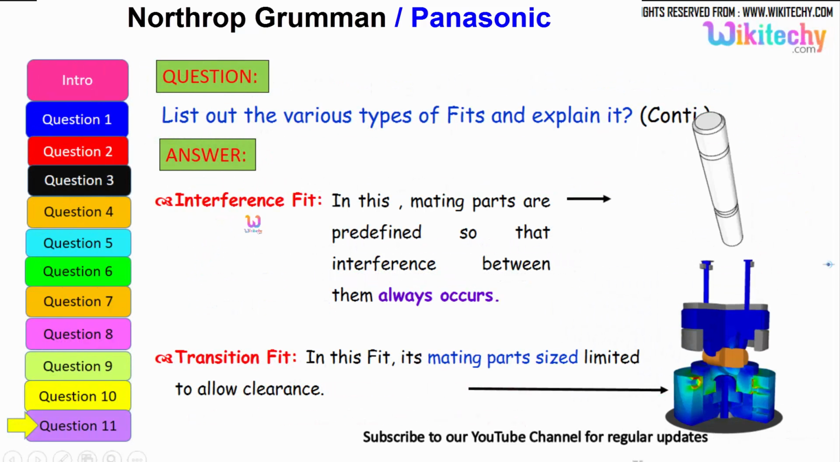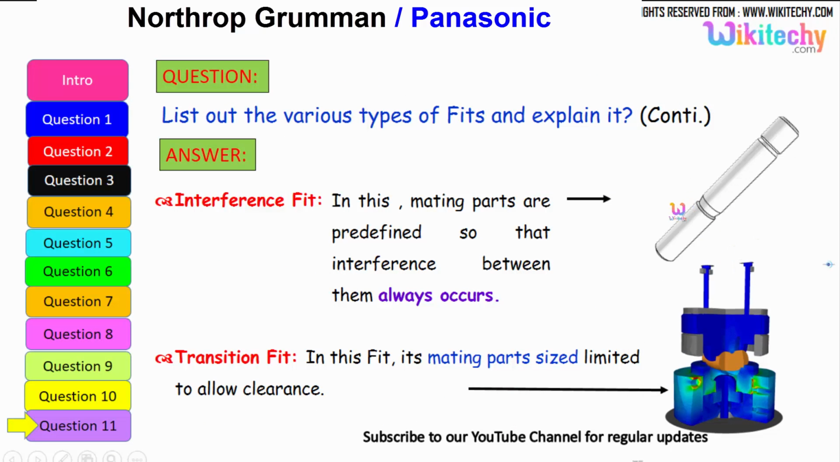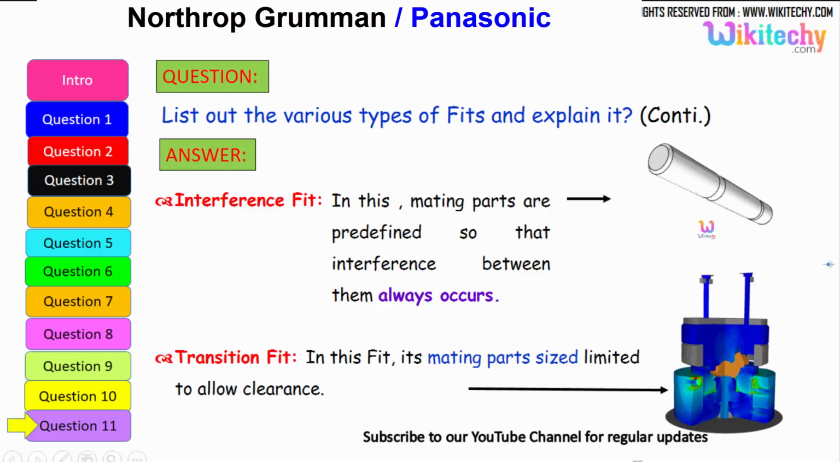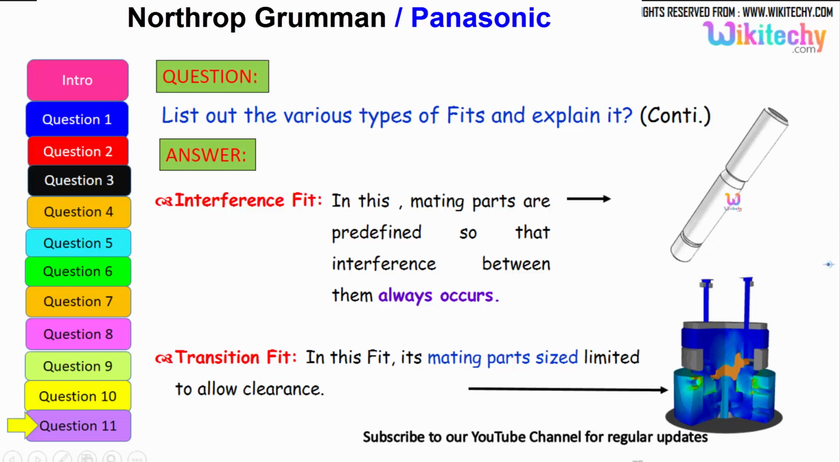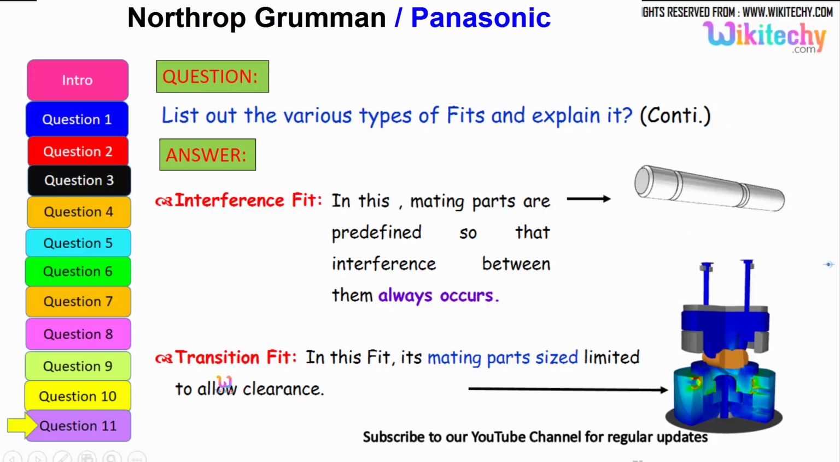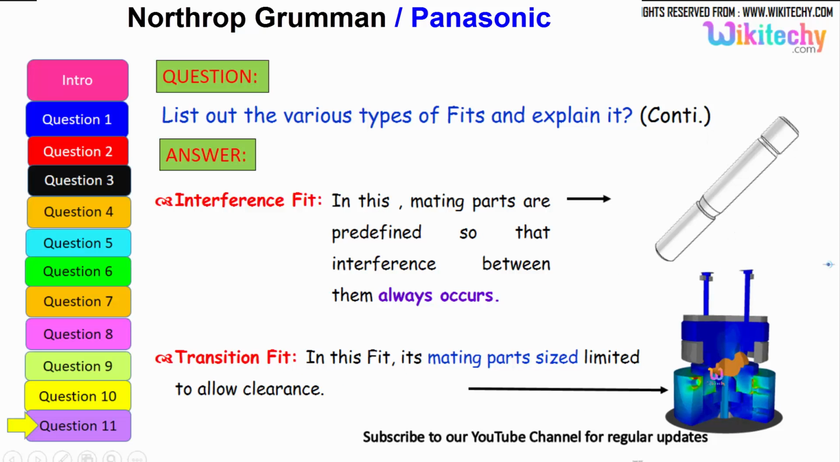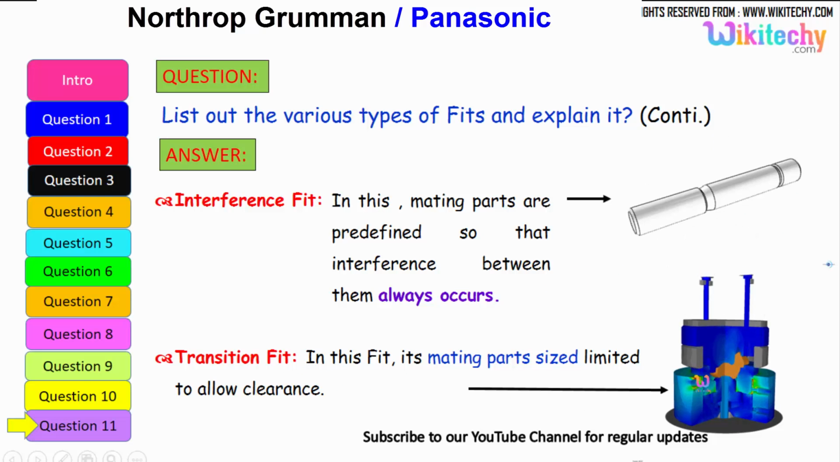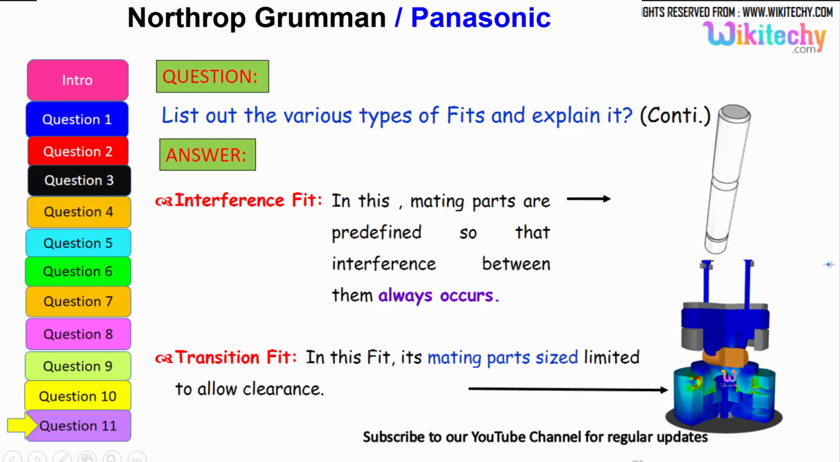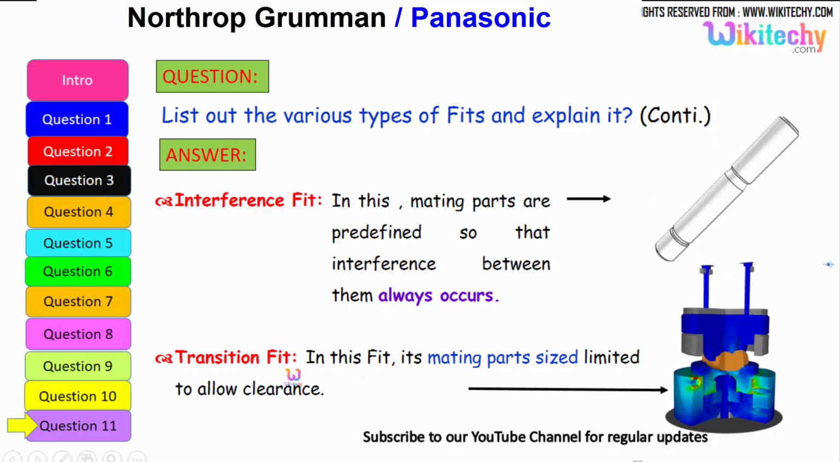If you talk about the interference fit, here the mating parts are predefined so that interference between them always occurs. The final one is transition fit. In this fit, the mating parts' sizes are limited to allow clearance. You should not have exact fitting, so it may break. You can see the greenish one. That's your transition fit.